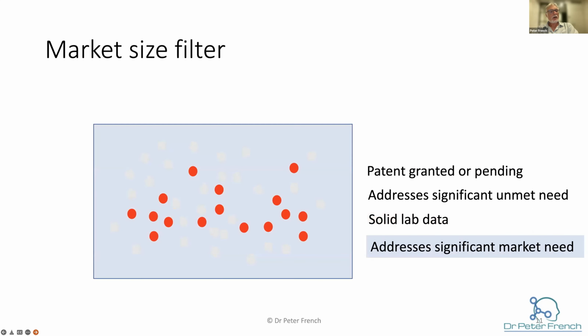Next filter was, what's the market size? Does it address a significant market need? If it's a niche market, the amount of money required to take it to the market may not be a compelling, profitable case. So if it addresses a significant market need, then that increases the priority.